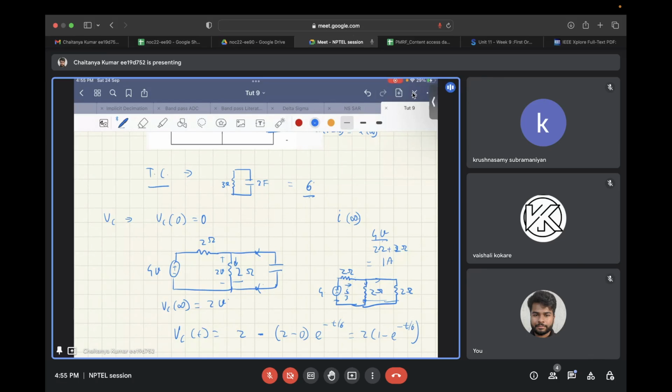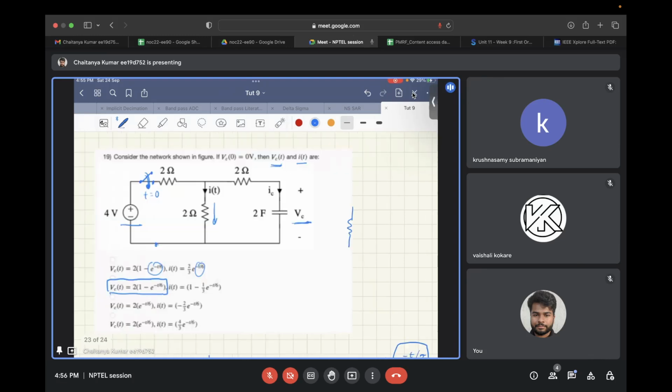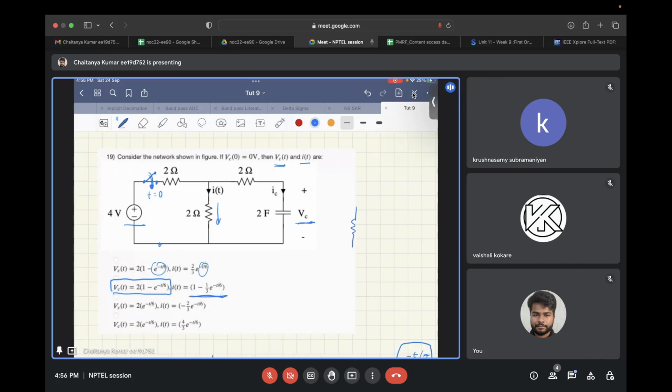So what you have finally is I(0) equal to 2 by 3 and I(infinity) equal to 1. So the I(t) equation you get as 1 minus (1 minus 2 by 3) into e to the power minus t by 6, and that comes out to be 1 minus 1 by 3 into e to the power minus t by 6. So this is what you get. Any doubt in this?